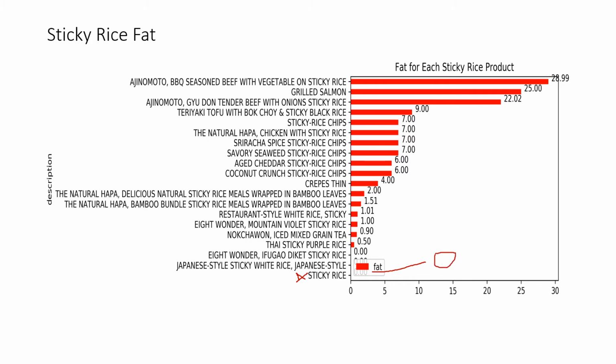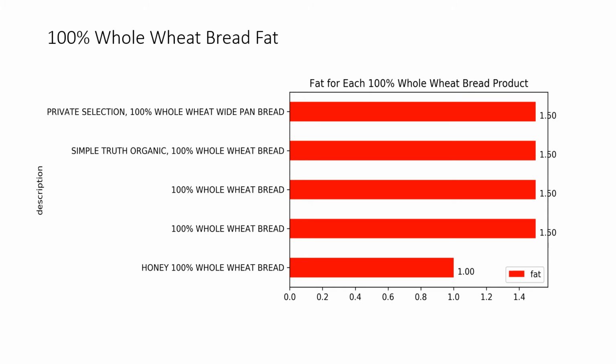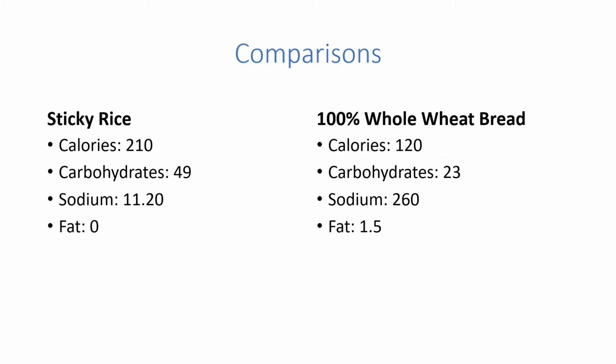And then we'll go ahead and look at the whole wheat bread fat, we can see here that there is a value of 1.5. So let's continue with the comparison and see that sticky rice has 210 calories, 49 carbohydrates, sodium at 11.2, and fat is 0. 100% whole wheat bread comes out at 120 calories, 23 carbohydrates, and sodium is 260, while fat is 1.5.